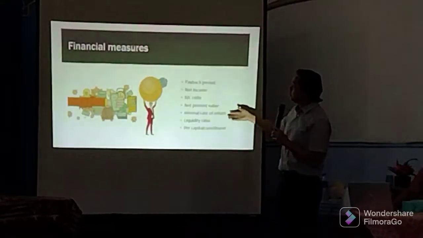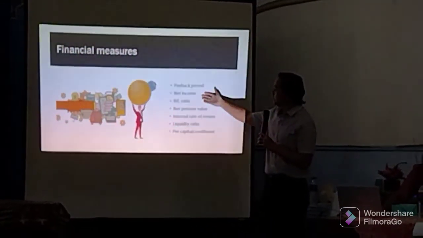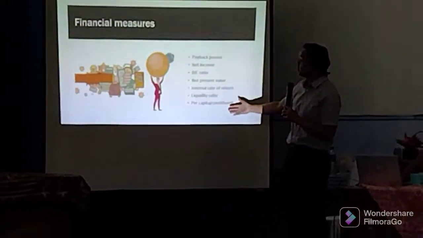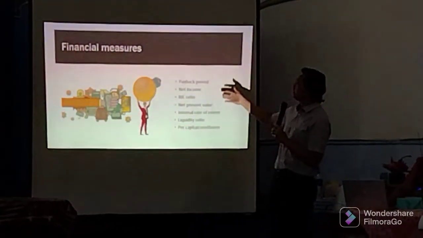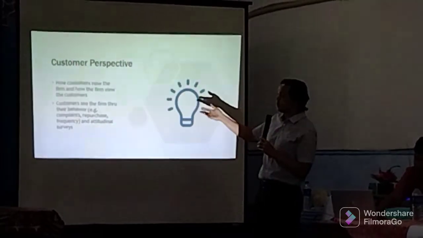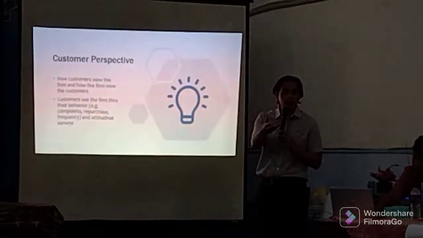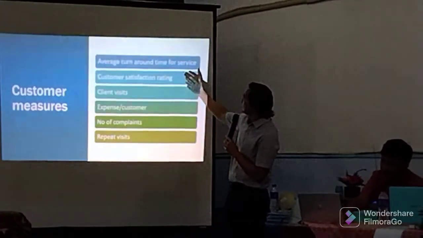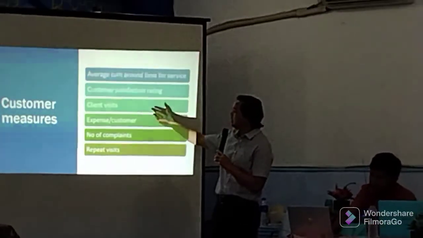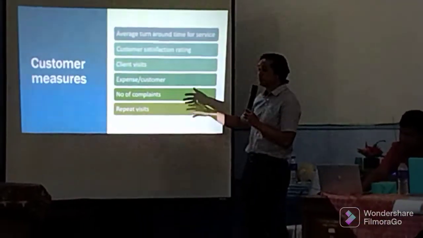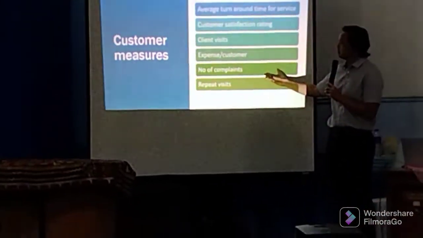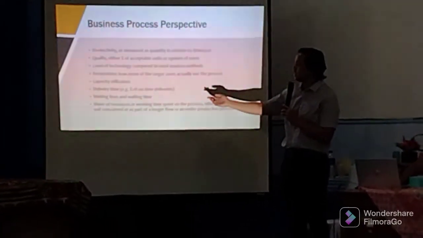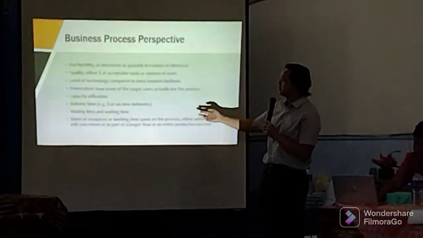Okay, next. So these are just examples: payback, net income, net present value, internal rate of return, liquidity ratio per capita. These are just examples. Okay, next. Customer perspective is how do the students, our partners, see us. Okay, next slide. So you have average turnaround time for service, customer satisfaction, client visits, number of complaints. So these are just measures. Next. Business processes such as delivery time, waiting lines, waiting time, share of resources.